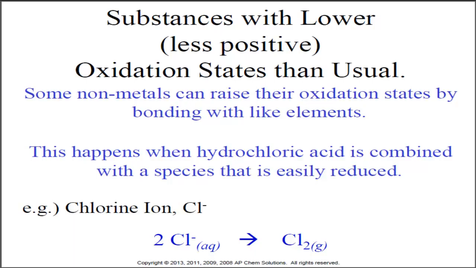Some nonmetals can raise their oxidation states by bonding with like elements. This is going to happen when hydrochloric acid combines with a species that's easily reduced. When you have your chlorine ion or chloride, it's going to go to chlorine gas. So the oxidation number is going to go from -1 to 0. This is why we use sulfuric acid and not hydrochloric acid to acidify solutions when we perform redox titrations. And this is a special type of titration that we will look at.